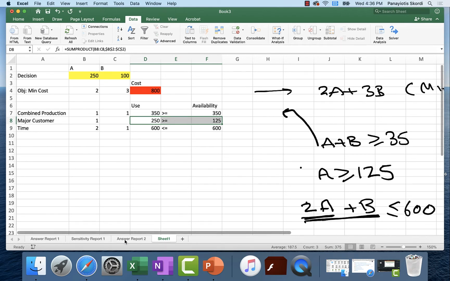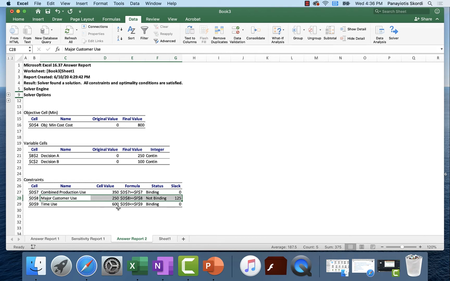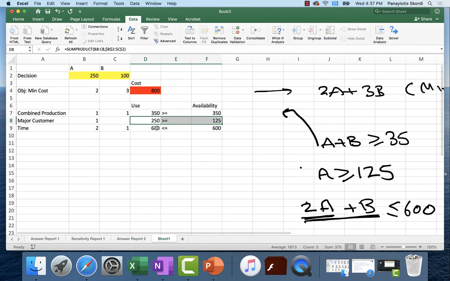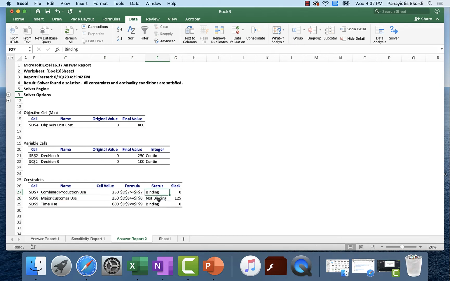And that's going to be borne out when we look at the answer report in here. So you can see that for a major new customer, it's not a binding constraint. The 250s, well, this is the actual usage: 350, 250, 600. Have a look at there, that's what we actually used. This constraint is not binding and it's a surplus because we're above the minimum for a greater than or equal to inequality. The other two are binding because they're right at the limit.